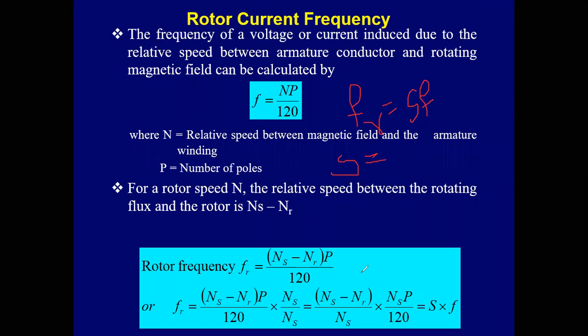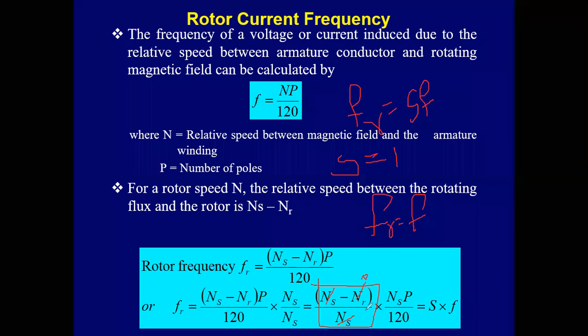Now, what is the value of slip at standstill? The slip formula is ns minus nr by ns. At standstill, nr is equal to 0, so ns gets cancelled and s is equal to 1. That means Fr is the same as the stator supply frequency. Whatever frequency we give to the stator, the same will be the rotor frequency.